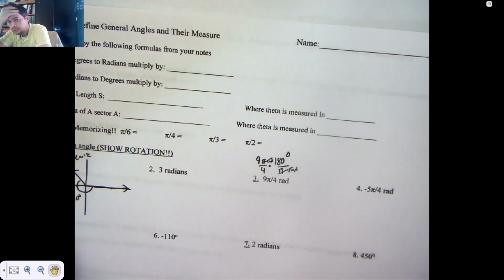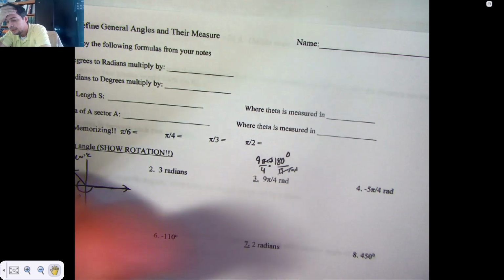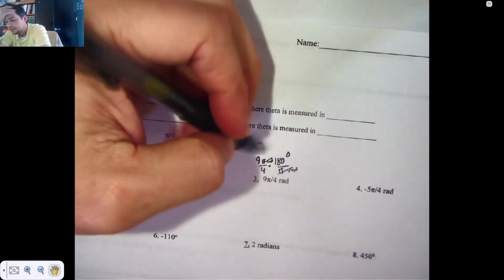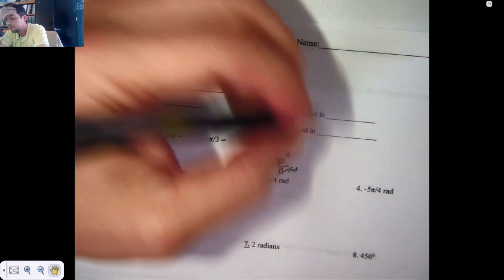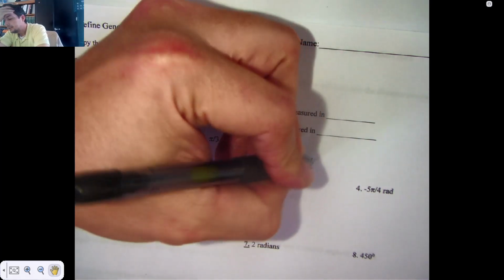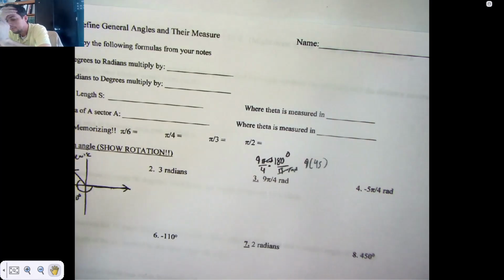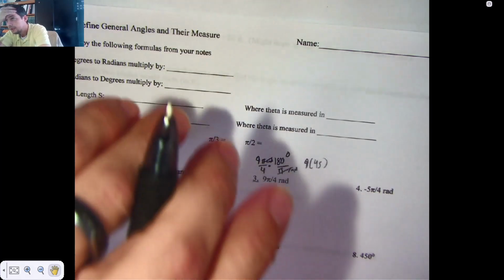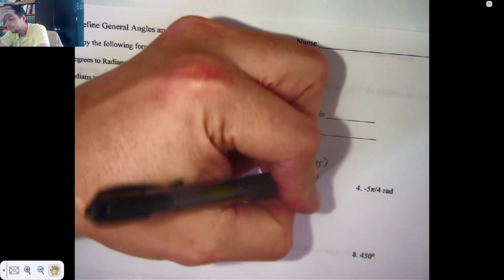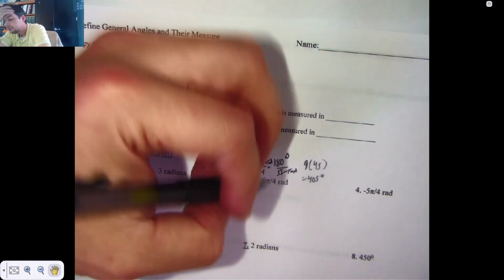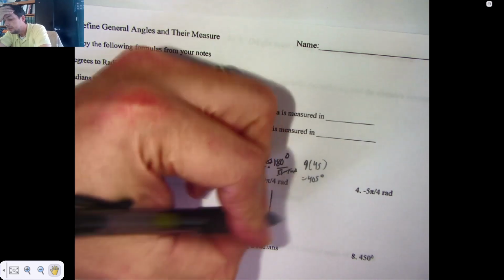You can either do this in your head or whatever. You can type it in the TI-84. It doesn't matter. It's up to you. Don't be alarmed when I do things by hand. This is 9 times 45 because 180 divided by 4 is 45. And 9 45s makes what? 405 degrees. So there we go. I'm going to draw a 405 degree angle.